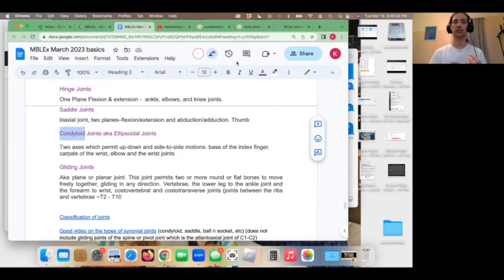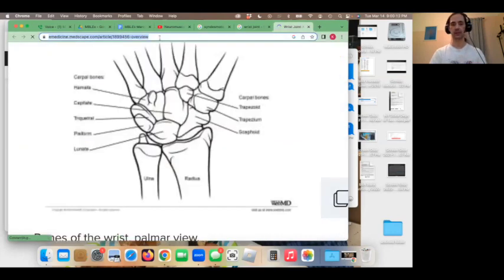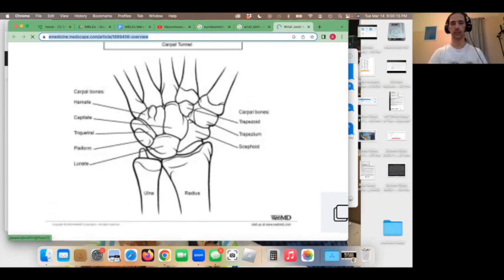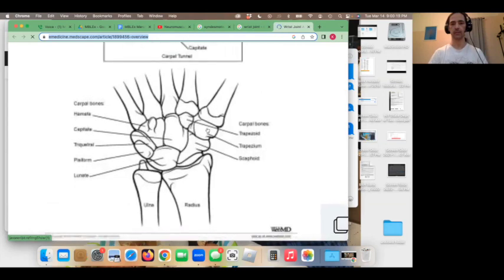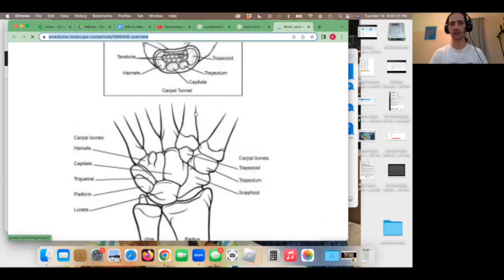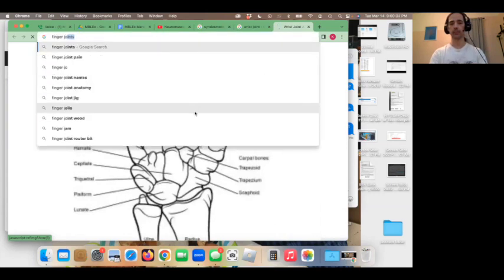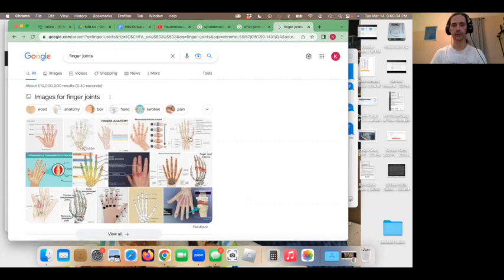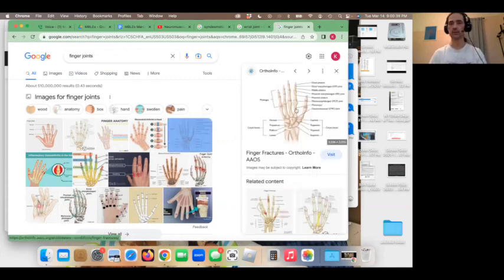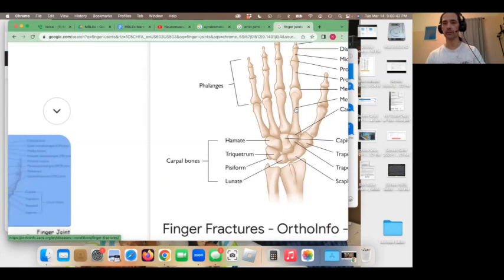So when you see condyloid, you have to think about where it is and the shape of the joint. Also, the base of the index finger. So here's the thumb, here's the index, middle, ring, and pinky. And if you look at the base of the index finger, there's also an ellipsoid joint here, right? But if I'm not mistaken, the joints of the fingers themselves are all ellipsoidal joints.